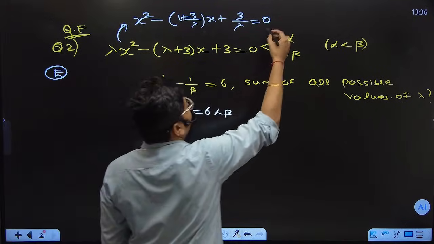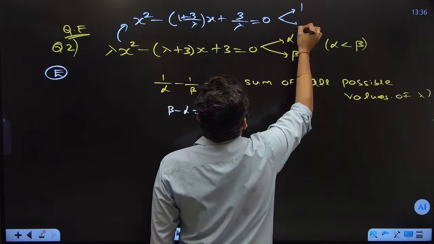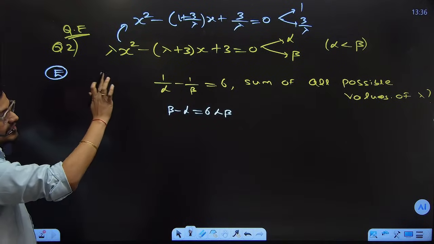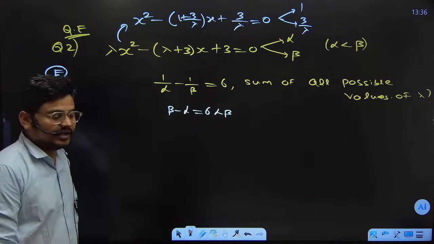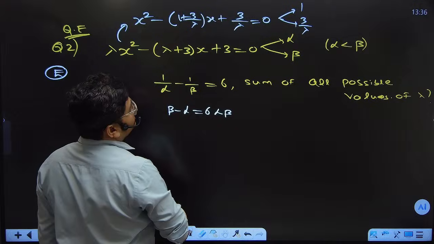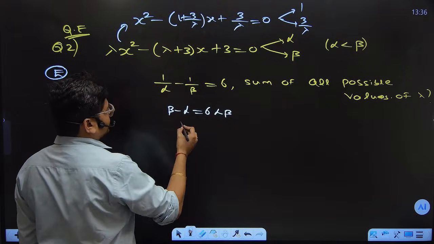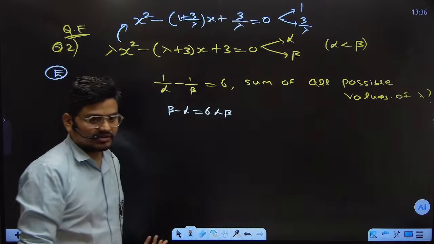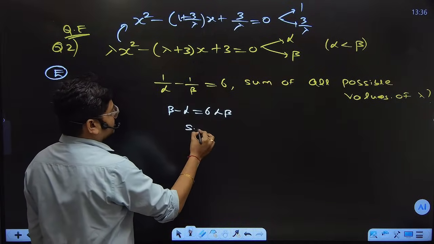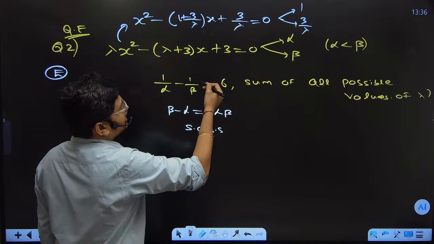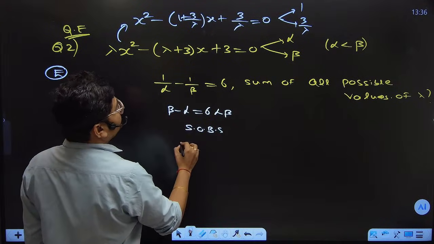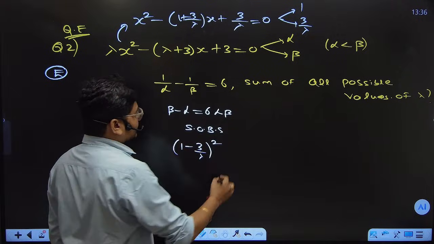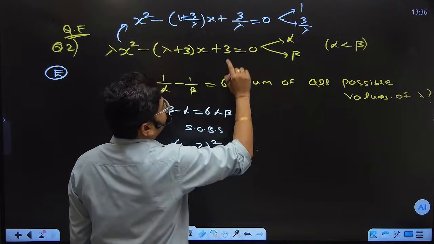You can directly say the roots are looking like 1 and 3 by lambda. But I don't know which is the larger root among these. So that's why I can't name what is alpha and what is beta over here, right? So I'll do one thing. Since I want beta minus alpha, it can be either 1 minus 3 by lambda or the other way, isn't it? So I'll square this equation on both sides. Then I'll have beta minus alpha whole square, which is 1 minus 3 by lambda whole square, equal to 6 square, 36, into alpha square beta square.